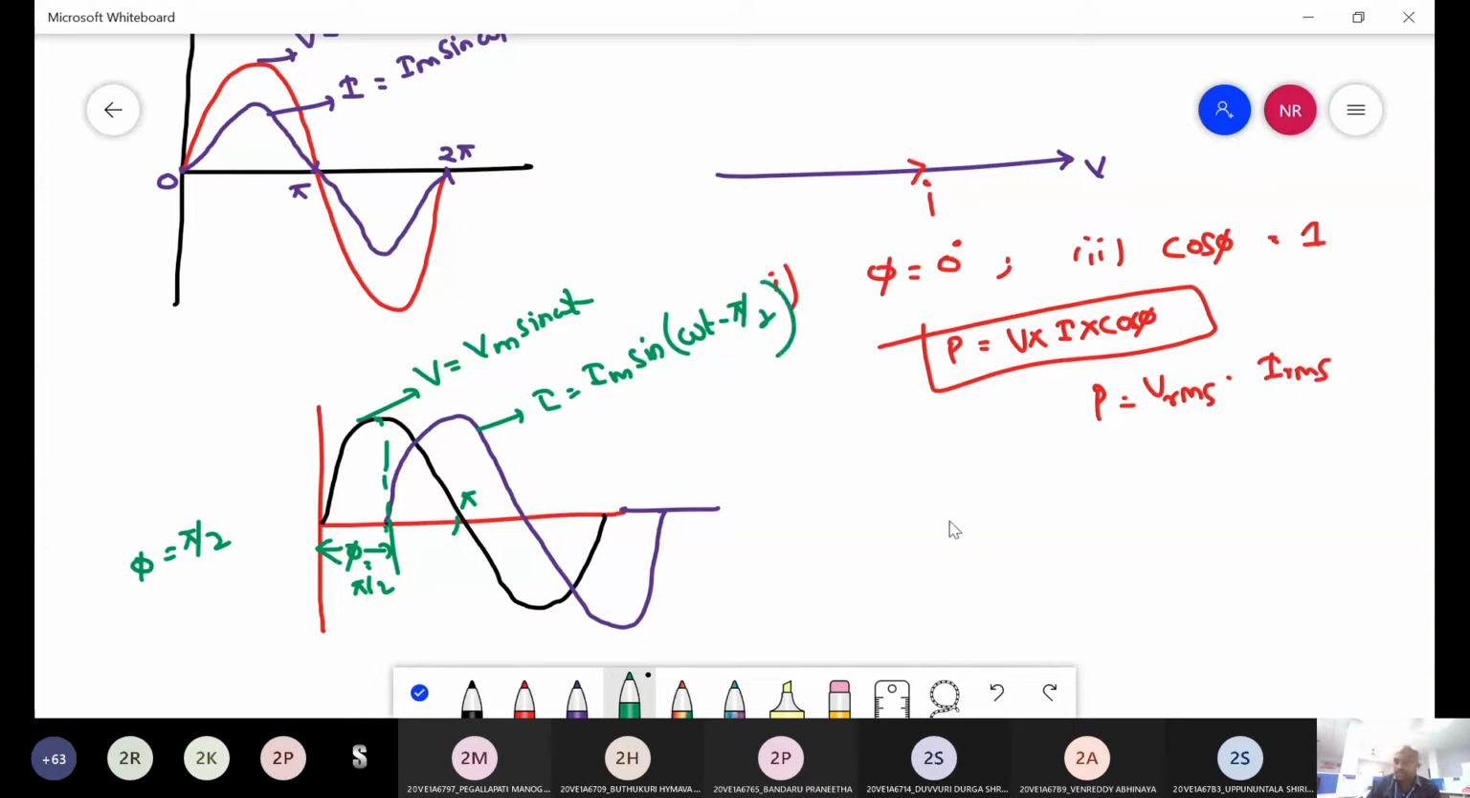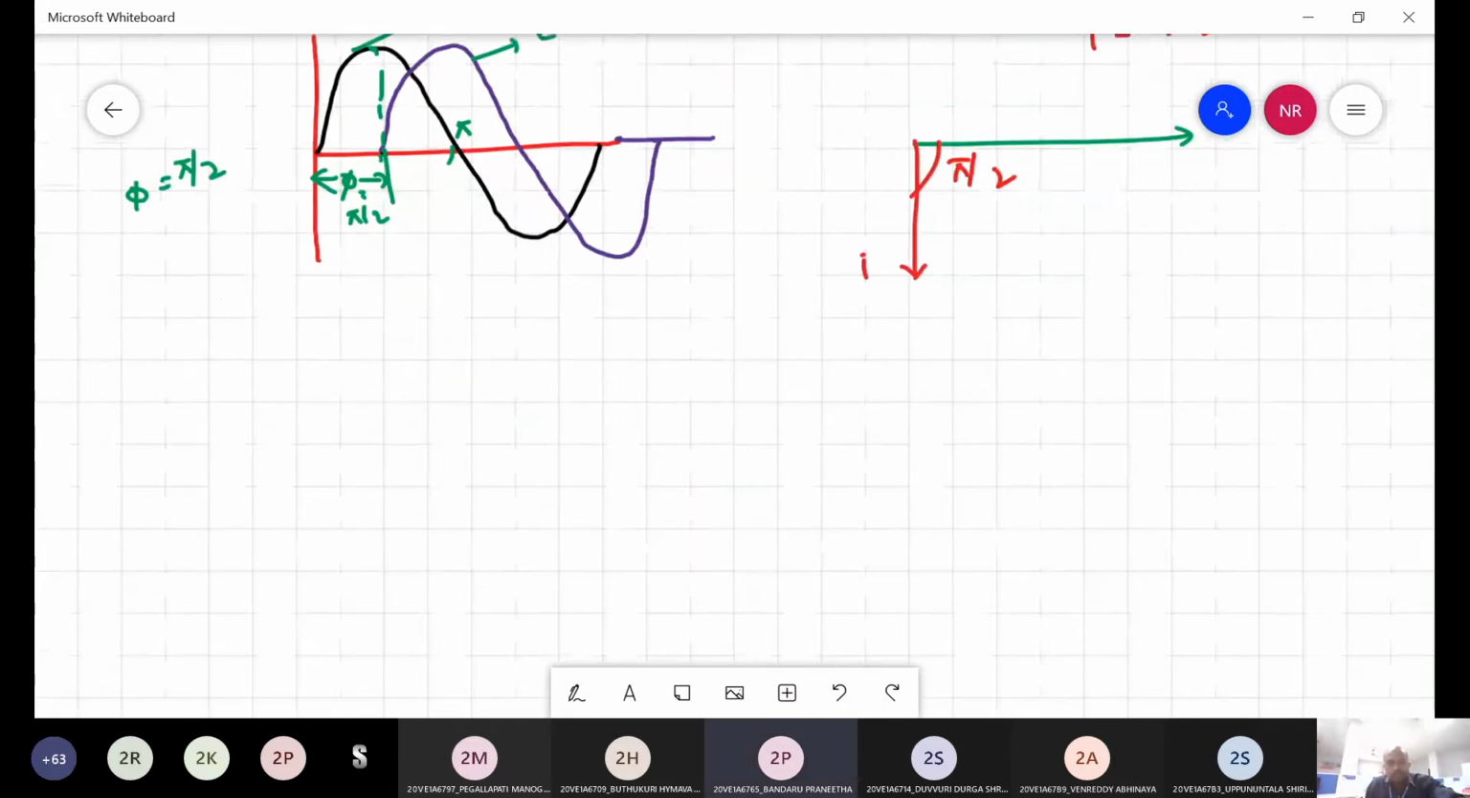So then what is the phasor representation? Voltage V, I am considering voltage as a reference. Then what about the current here? Current lags the voltage by an angle of pi by 2. Then another one also you can consider, that is the leading. You got the point? Yes, sir.